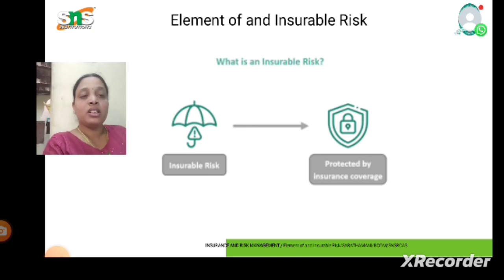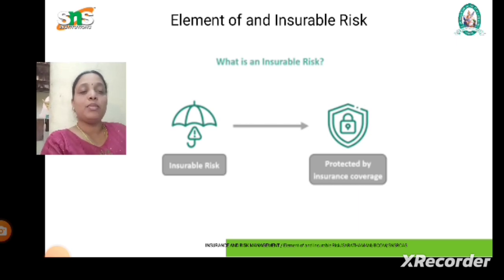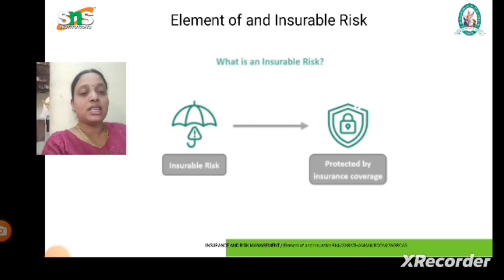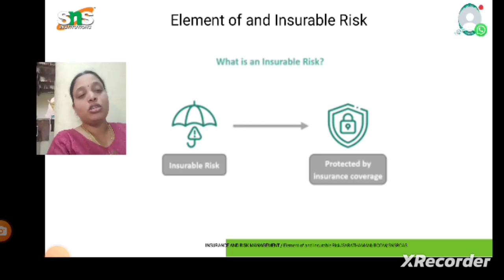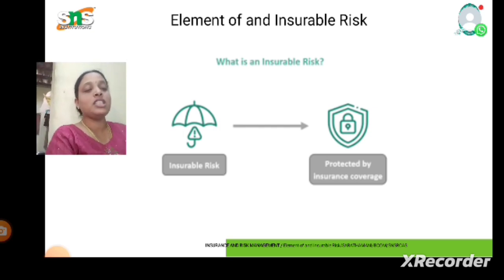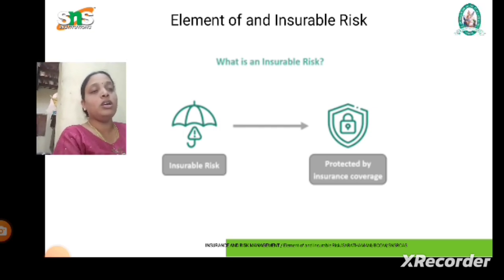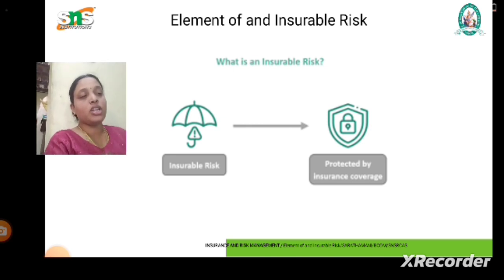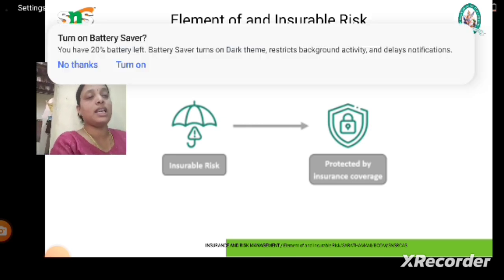Next one is definiteness. Any loss should be attributable to a specific cause, time and place. For the insured to assert their claims, solid proof of loss is necessary. The next one is measurability. The insurability of the risk depends on the extent of the loss. Calculable losses make it easier for the insurer to determine premiums and the claim amount.